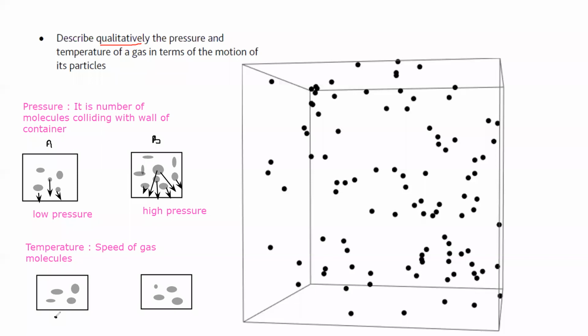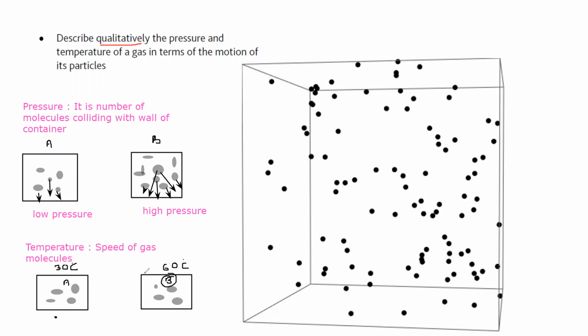Like for example, this one is at say 30 degrees centigrade and the other one is at 60 degrees centigrade. In which container are the molecules moving faster, A or B? So B, at 60 the molecules are moving faster because speed and temperature are directly proportional. So as we increase the temperature, the speed at which the molecules are moving will increase. So B is the right answer.